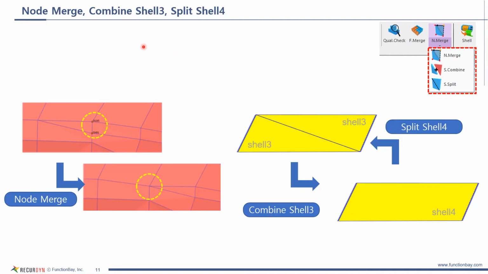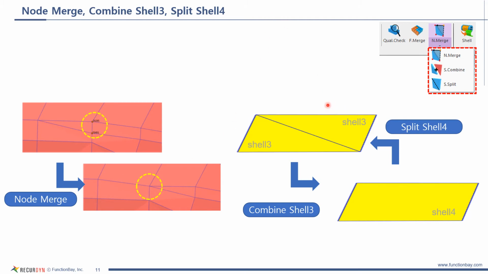Node merge is a function that merges two nodes into one. When nodes are merged, elements are merged accordingly. If two nodes are very adjacent, it means the quality of the element is poor, so it may be better to merge those nodes.